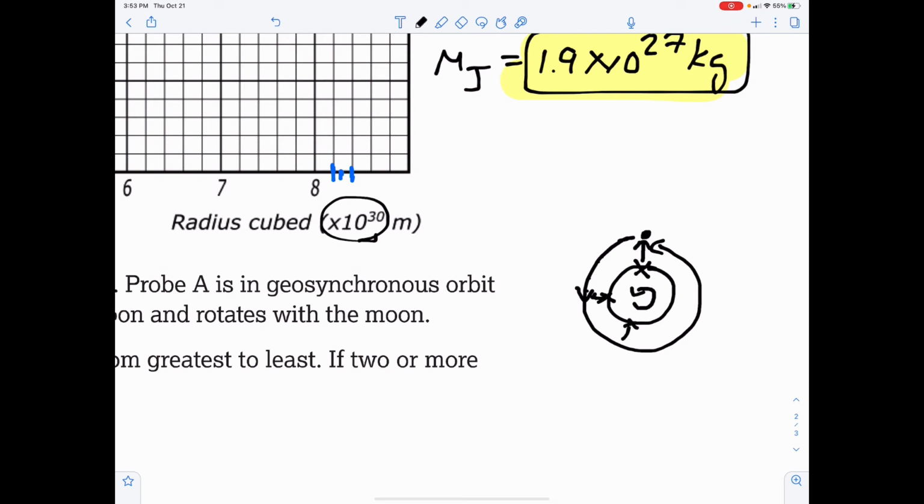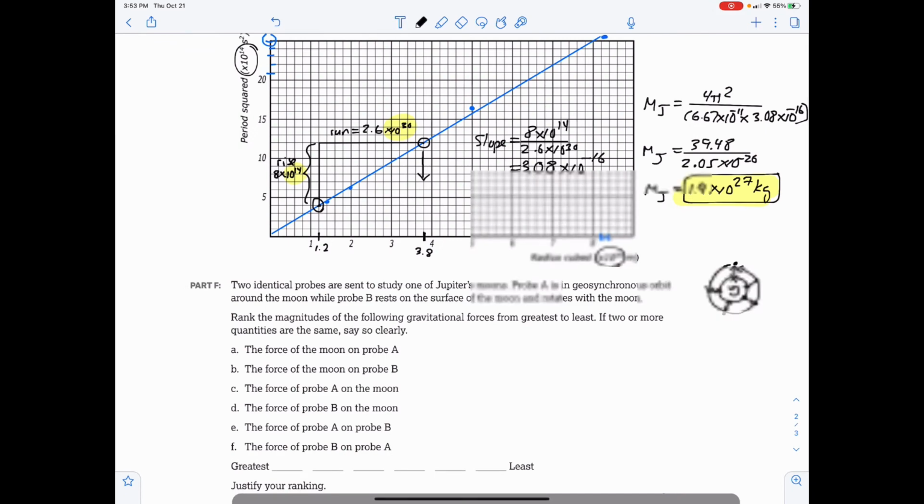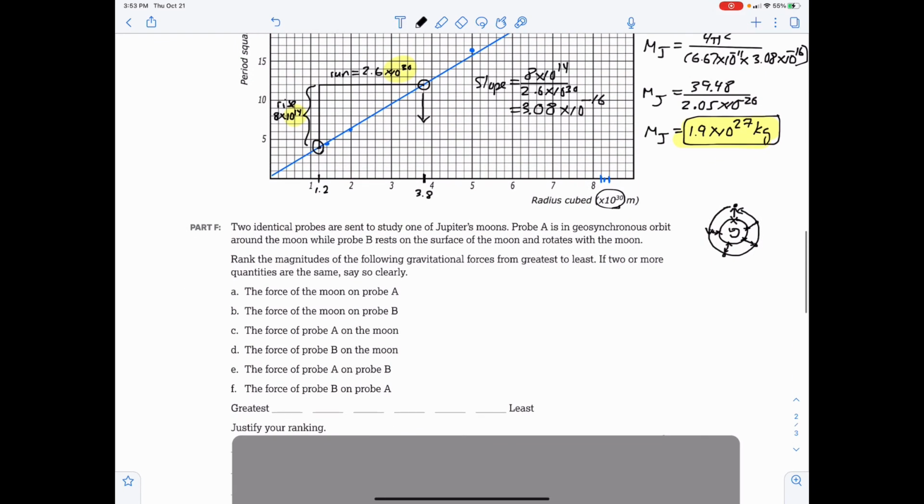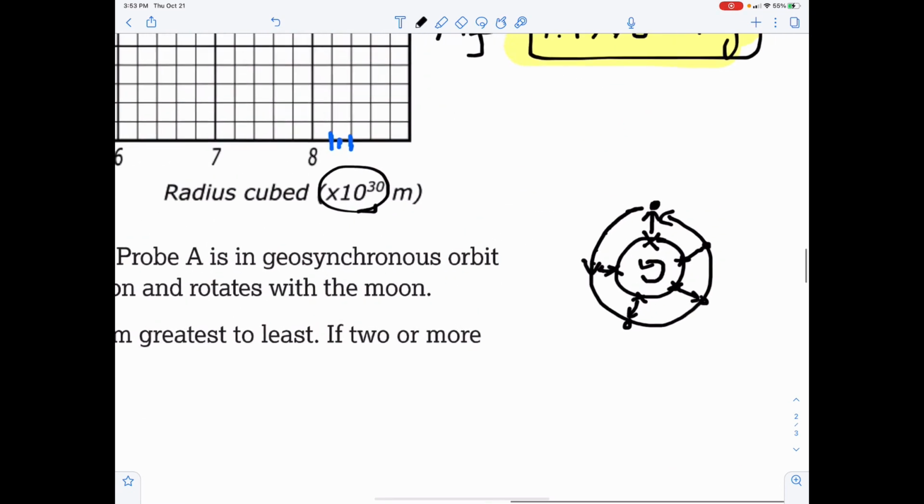So every single point, the probe is going to be right directly overhead. That is called a geosynchronous orbit. That basically means that the satellite orbits along with the actual rotation of the moon. Okay, now the one on the surface of the moon is also rotating with the moon. The biggest difference, of course, would be the radius.